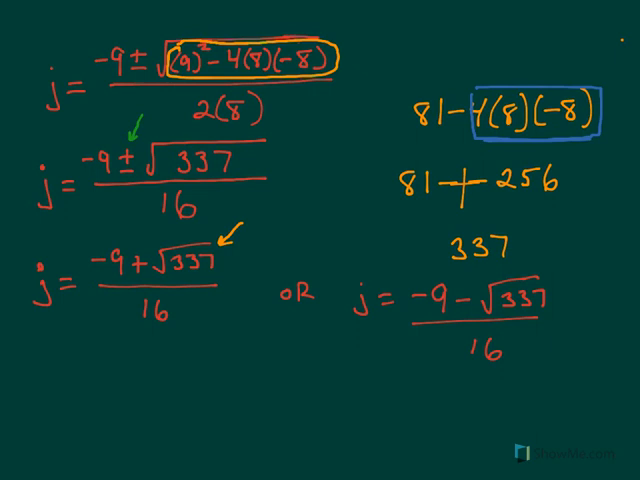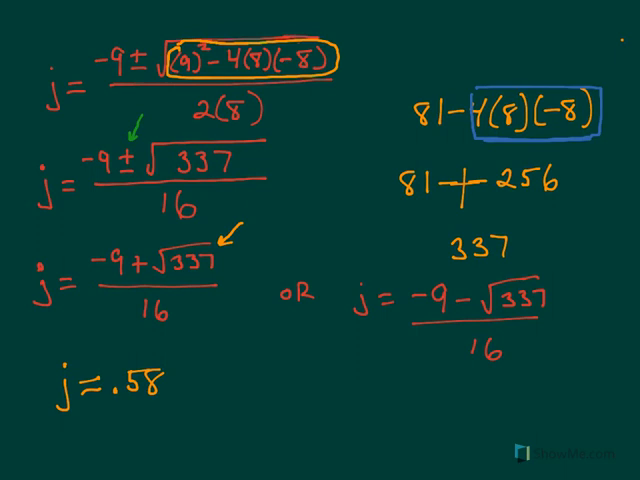So if you're doing this correctly in whatever calculator you're using, your solution for j, rounded to 2 decimal places, they wanted it to the nearest hundredth, so 2 decimal places, should be 0.58. Everyone's going to be using a slightly different calculator at home, so you're going to have to figure out the best way to put that into your calculator. But you need to find the square root of 337, add that to negative 9, and then divide by 16.